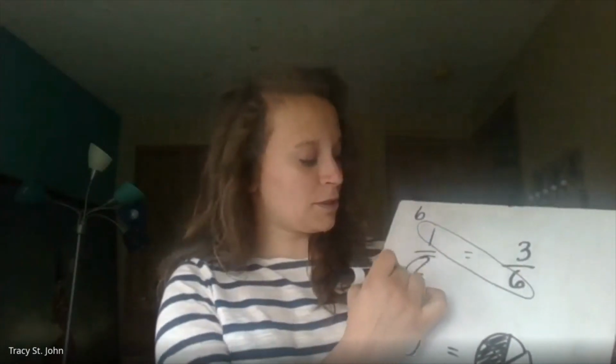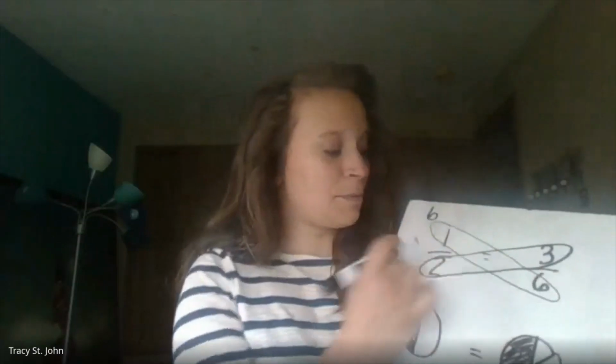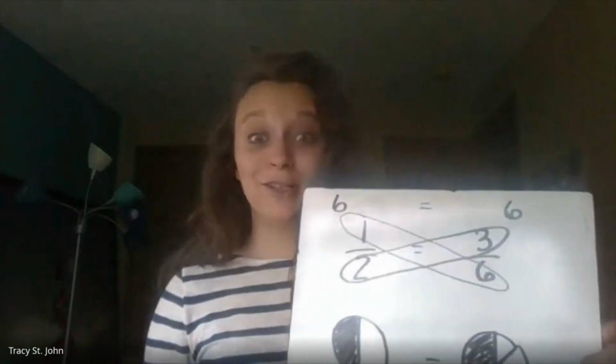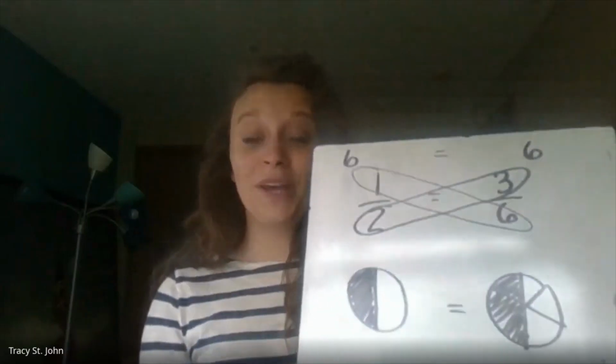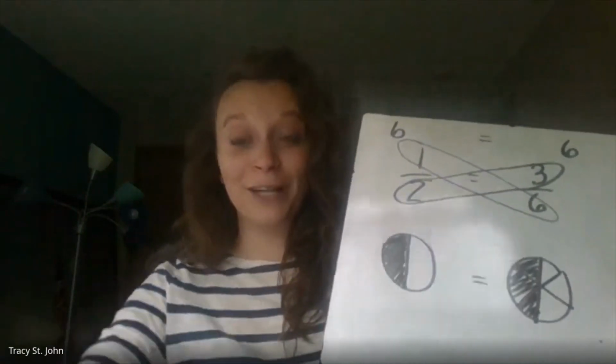And then I'm going to cross multiply the other side. Remember how it kind of looks like butterfly wings? So 2 times 3 is 6. These two numbers at the top are the exact same number. So I do know 6 and 6 are equal, so my two fractions are equal. So that is one way that you can check that your fractions are equivalent.